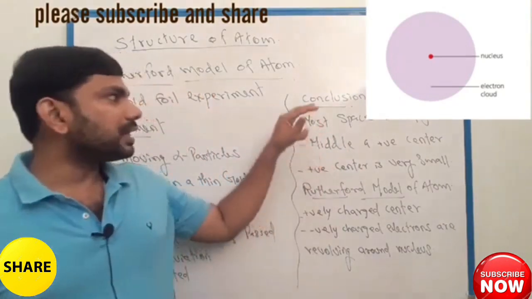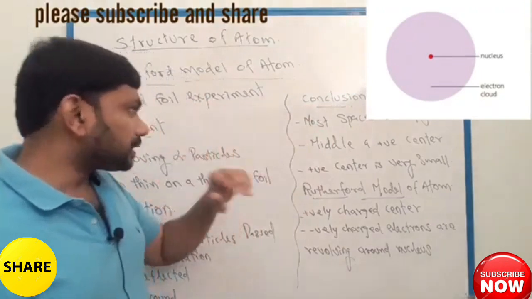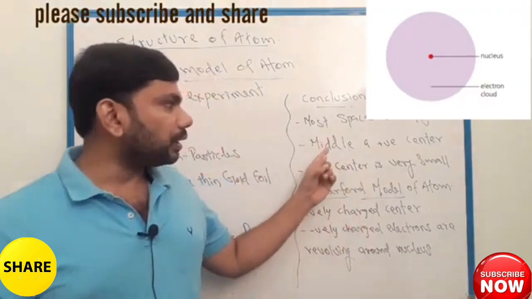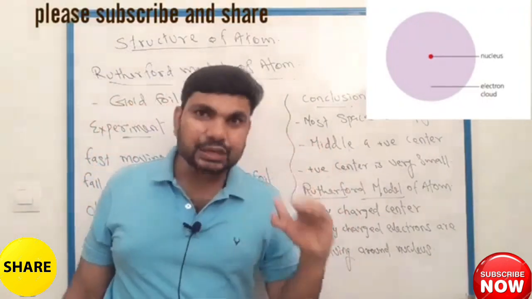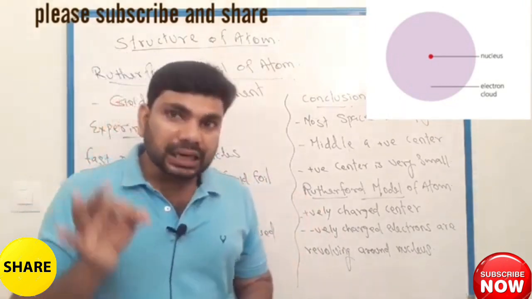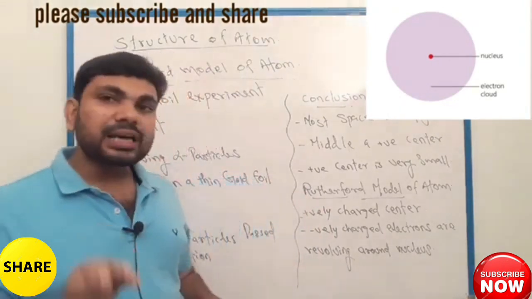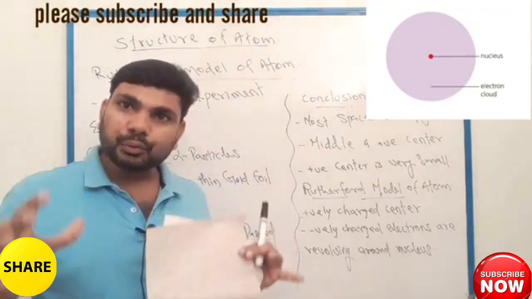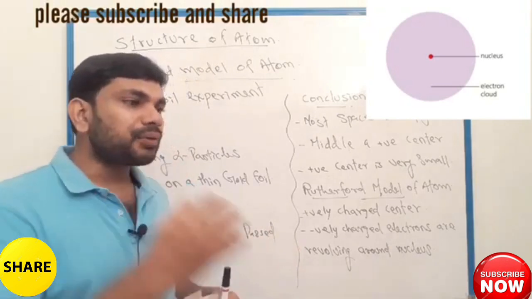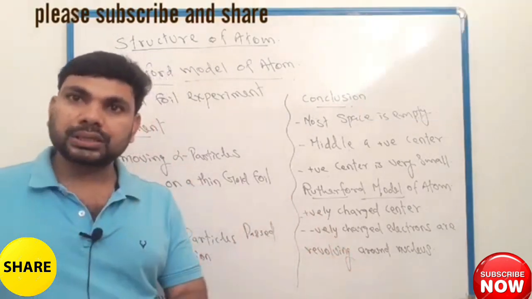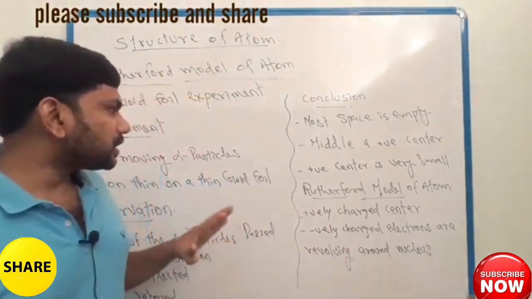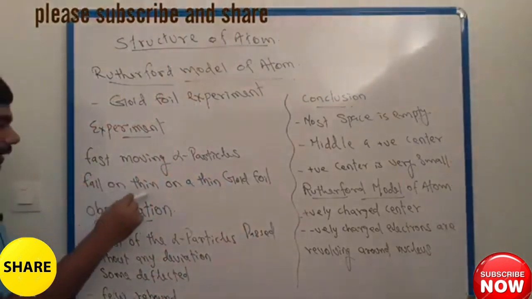So this was the conclusion. Most of the space of atom is empty. Second, in the middle of atom there is a positive center. That's why some alpha particles deviated. Third observation, the positive center in the middle of atom is very small. That's why very few alpha particles rebound by 180 degrees. Clear? So this was the Rutherford experiment.